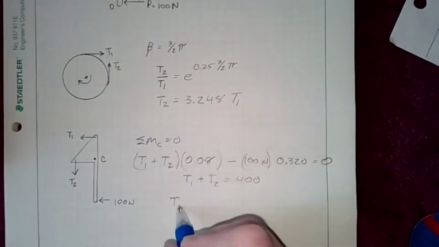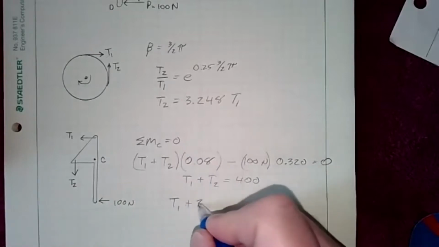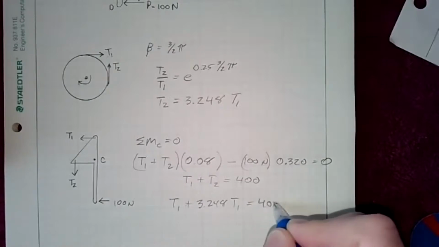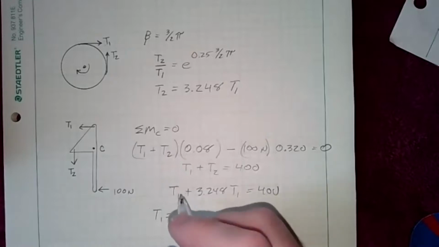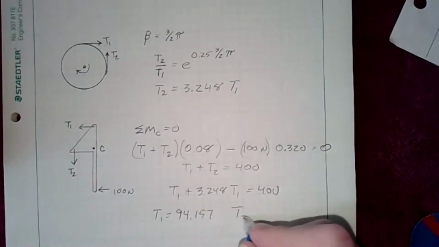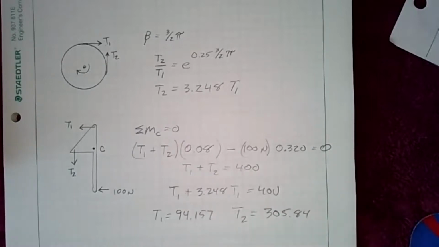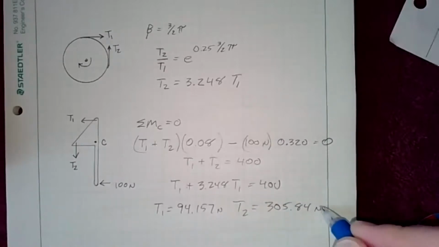So T1 plus 3.248 T1 equals 400. With simple algebra, we get T1 equal to 94.157 and T2 equal to 305.84. Again, I carry a few extra places because I'm not at my final answer yet. And again, of course, those are newtons.